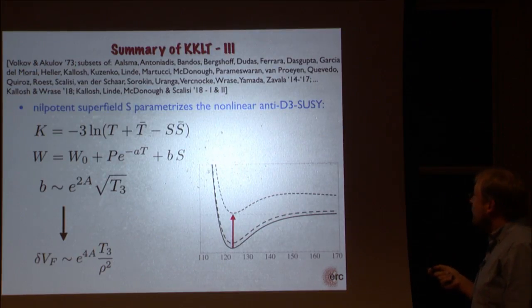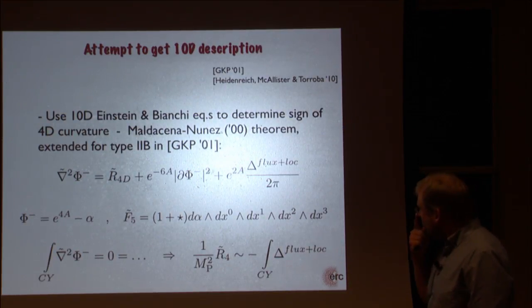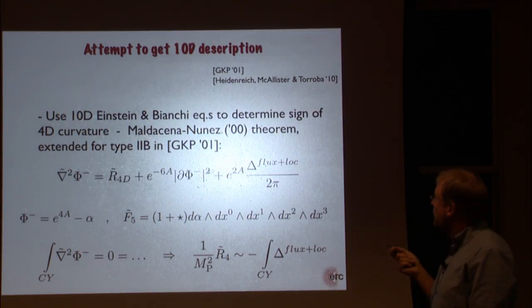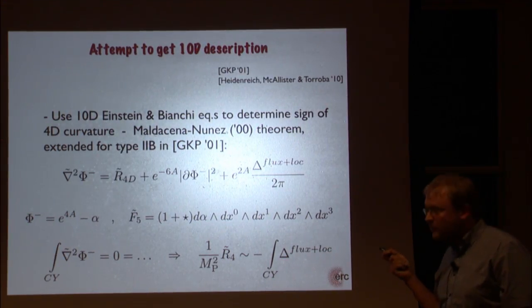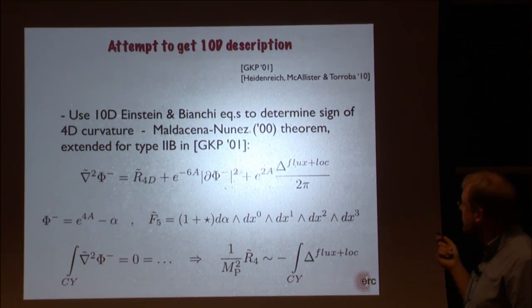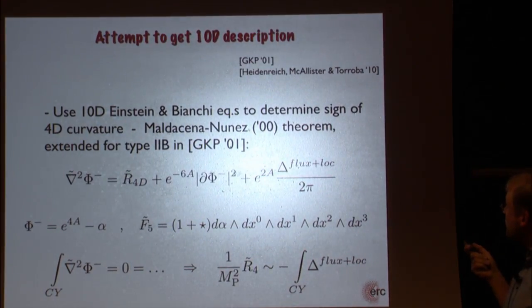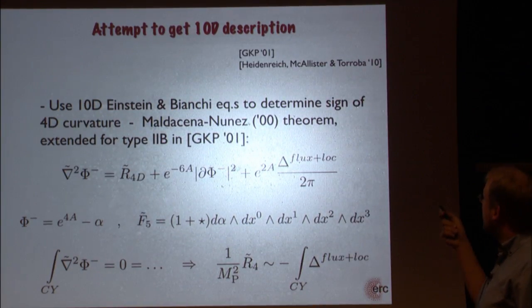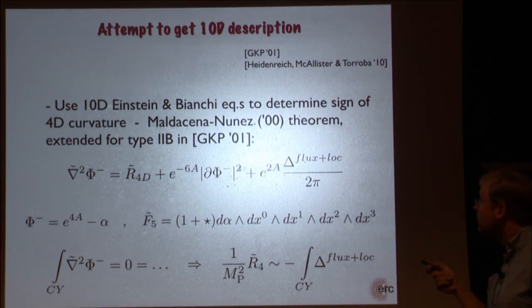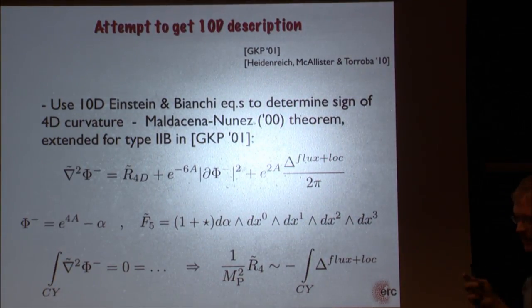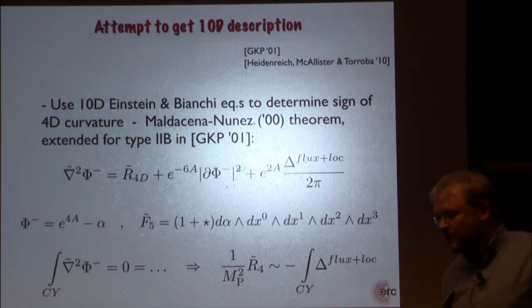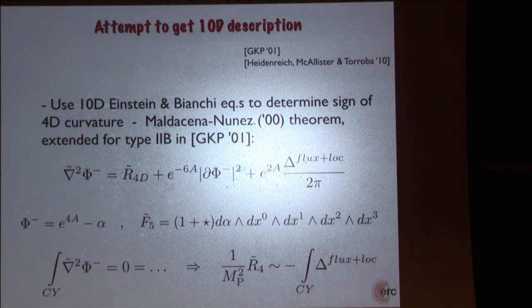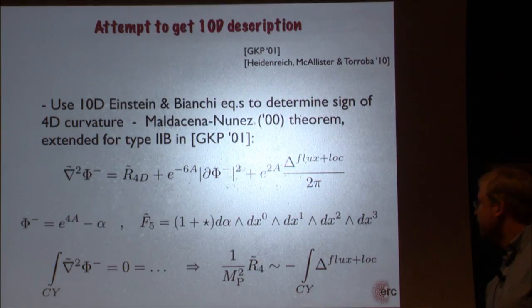Okay. Now, what I will now look at is the particular type 2B version of what is called the Maldacena-Nunez theorem that was written down by Giddings, Kachru, Polchinski first, and then basically just reformulated in a way by Heidenreich, McAllister, and Torroba in 2010. So basically you combine the trace-reversed 10D Einstein equations with the Bianchi identities for the 5-form flux, and then you get a condition like this, which has to be valid on the solutions that you get.